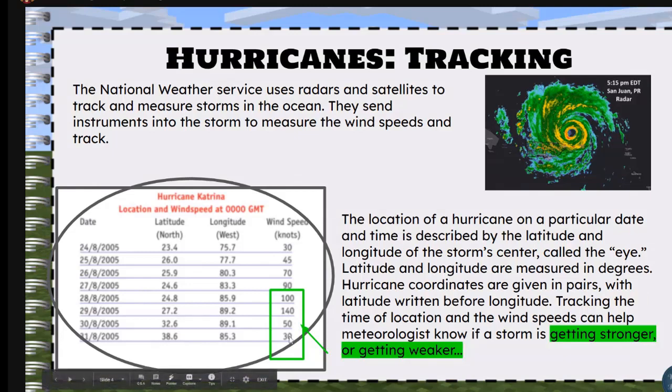And then it starts to weaken. So then they know that the hurricane is weakening. And they can tell you that as it's moving into land, it's gaining strength, or as it's moving into the land, it's getting weaker. So we know what to do to prepare. Is everybody good?